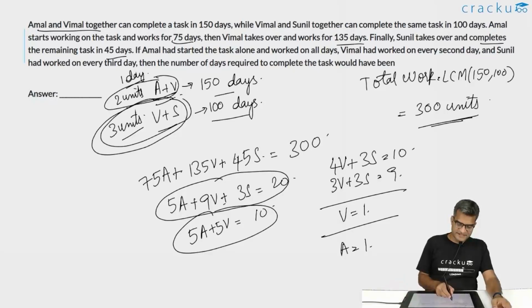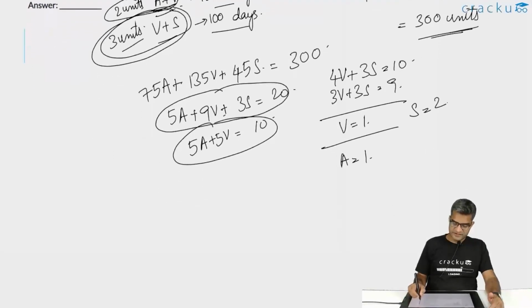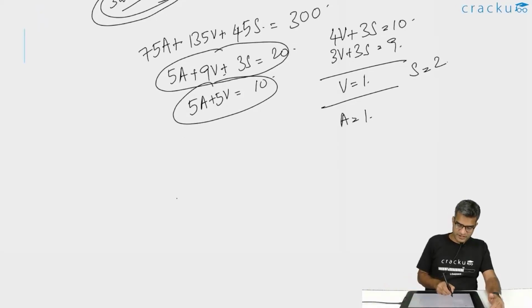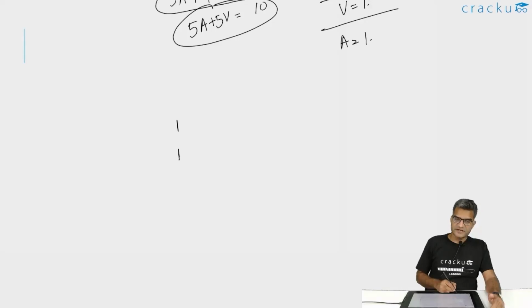As V plus S is 3, the value of S is equal to 2. Now what we are told is that Amal works alone and he works every day. So Amal will do 1 unit of work on the first day. He will do 1 unit of work on the second day. He will do 1 unit of work on the third day, 1 unit on the fourth day, 1 unit on the fifth day, and 1 unit on the sixth day.